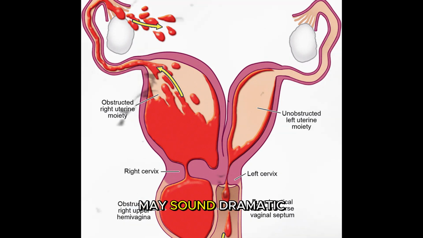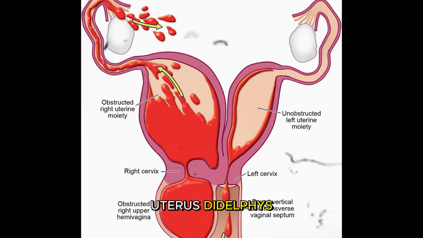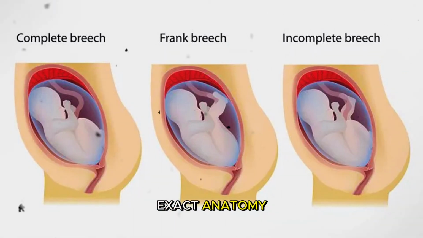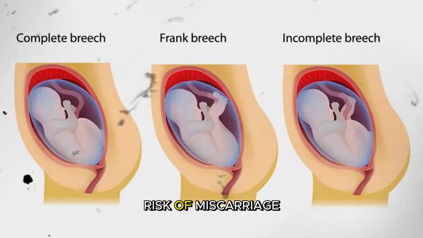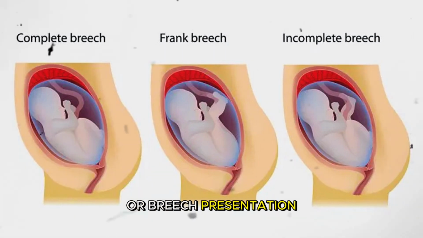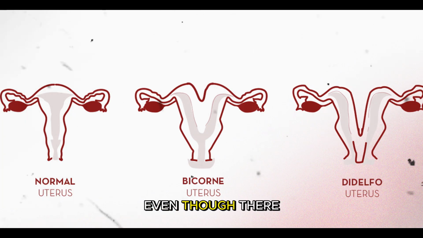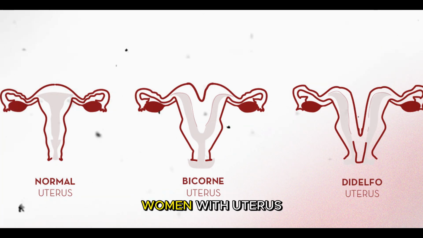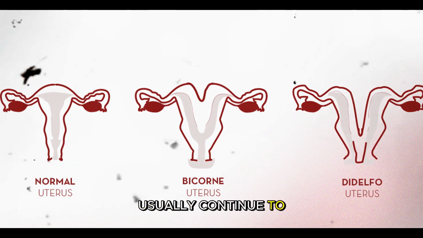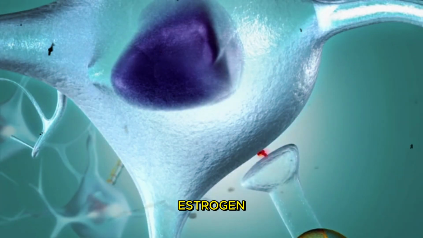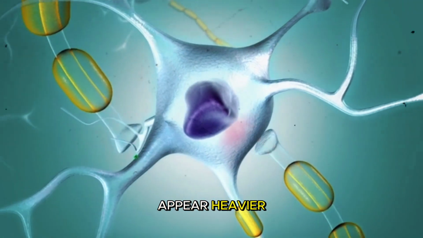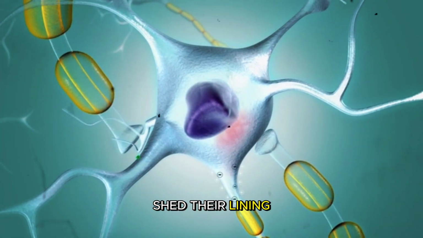Although the condition may sound dramatic, many women with uterus didelphys experience normal menstrual cycles and are able to have successful pregnancies. However, depending on the exact anatomy, there may still be a slightly increased risk of miscarriage, preterm birth, or breech presentation during pregnancy. Even though there are two uterine cavities, the ovaries still control the menstrual cycle. Women with uterus didelphys usually continue to ovulate normally and maintain typical estrogen and progesterone patterns. In some cases, menstrual bleeding may appear heavier if both uterine cavities shed their lining at the same time.